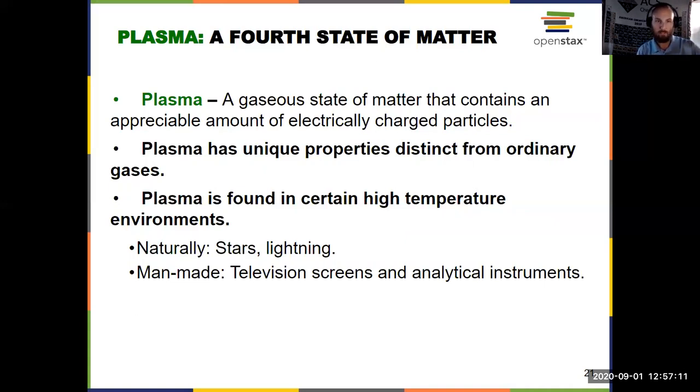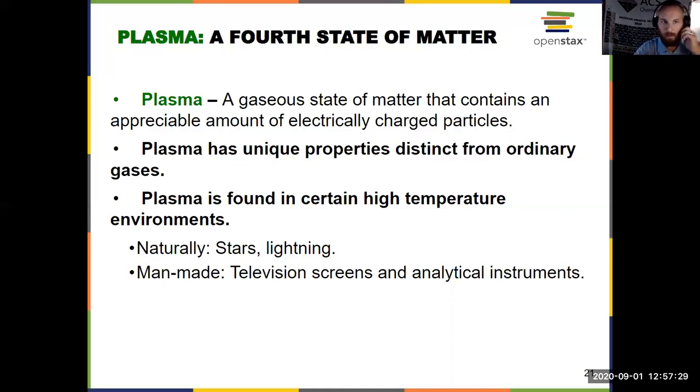We do have it. I just mentioned man-made applications, plasma torches. Plasma TVs are outdated at this point. They've been replaced by LCD and LED. Certain analytical instruments in chemistry use plasma. Okay, but again, nothing we'll talk about in depth this semester. But we did introduce the idea of mass.